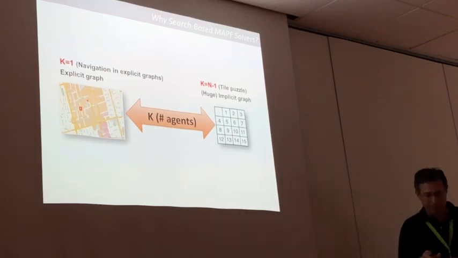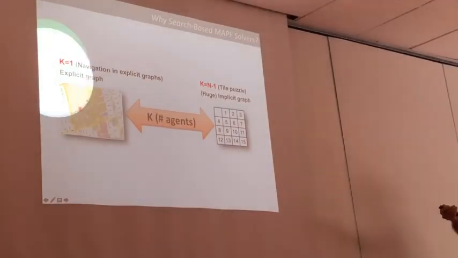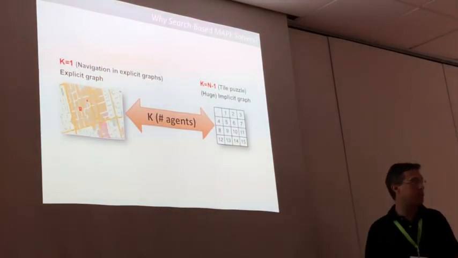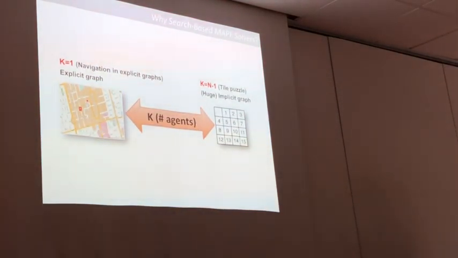So if the search algorithm worked well for these 2 cases, then hopefully it would work well also for any number of agents in between. And I use K as the number of agents, if that was not clear. Okay? Okay, so just a very, very brief reminder.